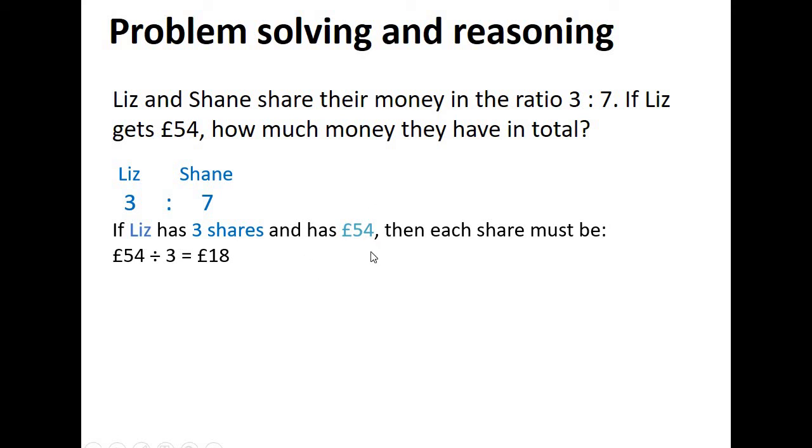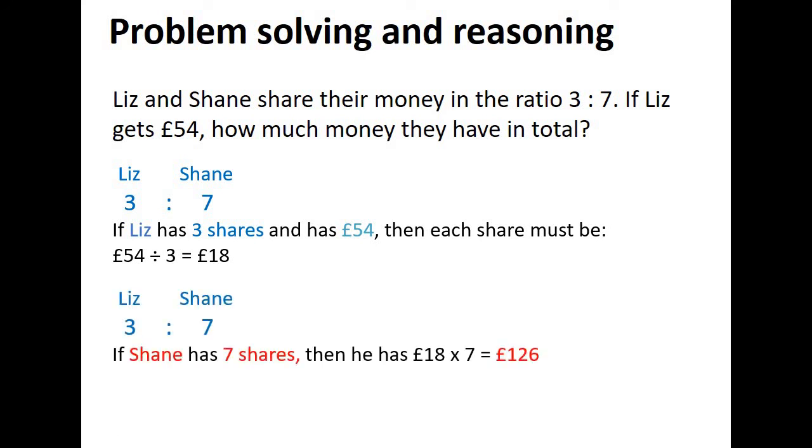So we want to work out how much one share is. 3 shares is equal to £54. So to find one share, we divide by 3, which gives us £18, that's one share. And to work out how much Shane gets, we could multiply by 7. So he would get £126, and in total they would have £54 plus £126, which is £180.